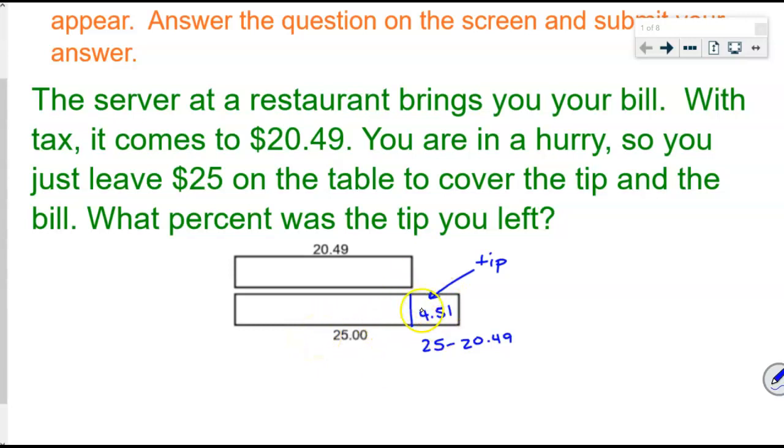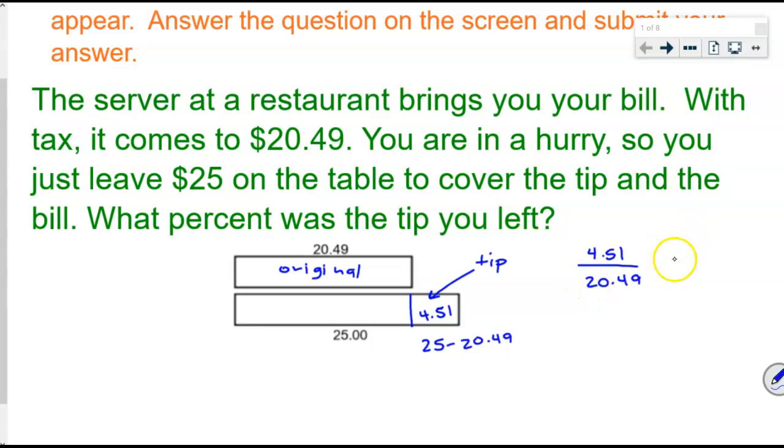We need to compare the tip to the original amount. Haven't we said that lots of times before? We compare it to the original. What's the original in this problem? The original bill. And then later on, we increase the amount and then we have the total amount, or our new amount. This is the original. Does that make sense, Luke? So 4.51 compared to the original amount, which is 20.49.